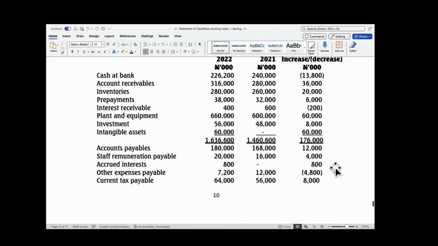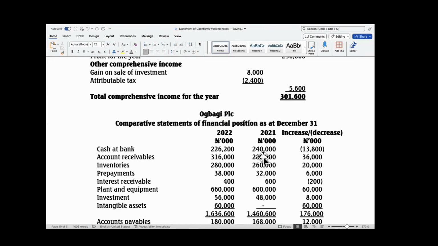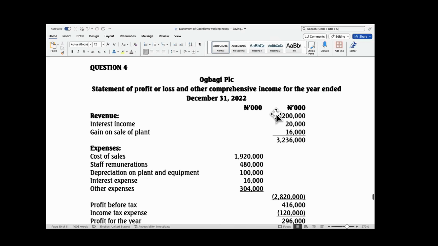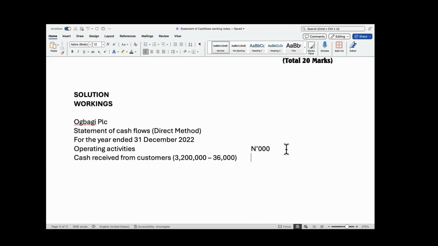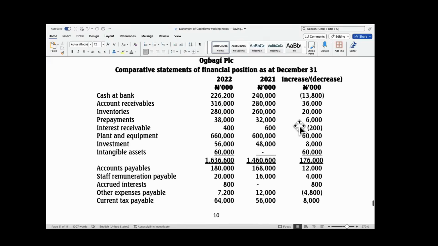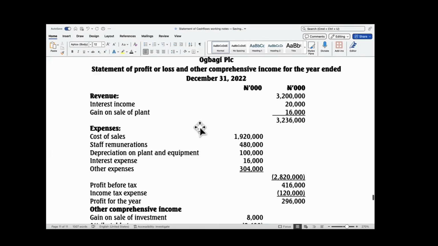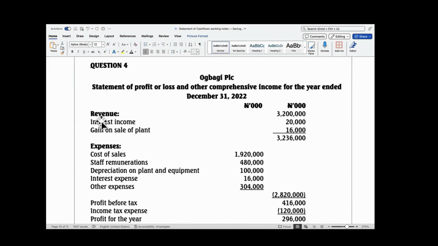Minus that 36 million. That gives me the cash I received from my receivables, from my customers. So how much is that? 3,164,000. Okay. The next item is interest income.